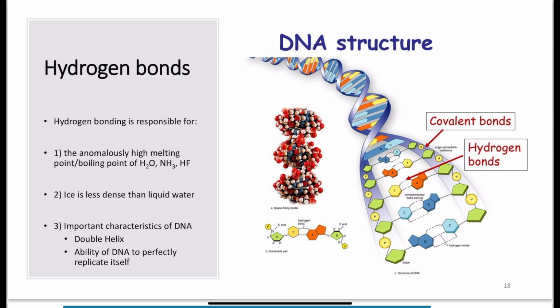Another important application is DNA. The double helix of DNA is caused by hydrogen bonding. And so the ability of DNA to perfectly replicate itself is due to hydrogen bonding. It's such a simple concept, but it has such huge, important consequences to the way our lives actually work.